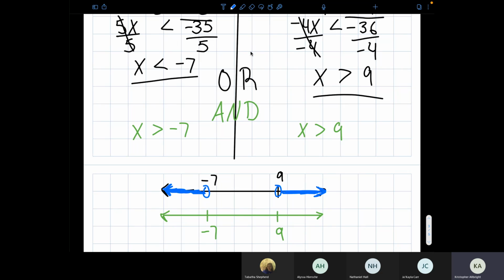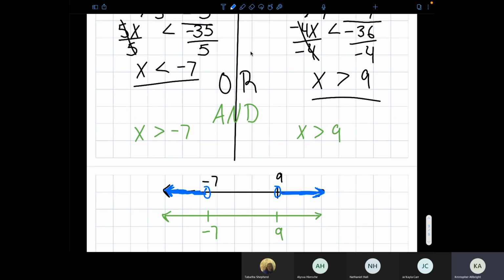And now we have to figure out what fits both of these conditions, because it has to be true for both of them for it to actually solve our problem. So what I like to do with these is I start by graphing them individually, and then I figure out where they overlap. That's what we're looking for. So x is greater than -7. We're going to use our open circle here, and we're going to color in everything this direction. So now x is greater than 9 as well. So we can do an open circle here and do this.